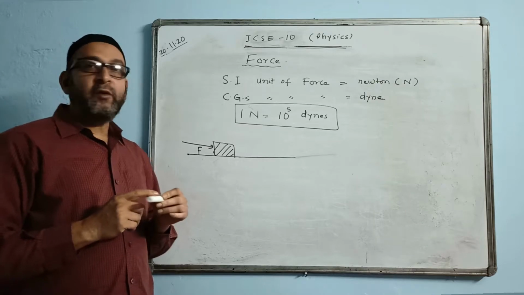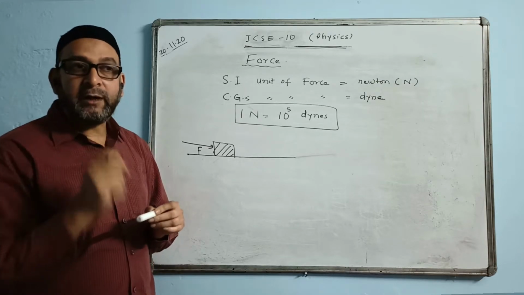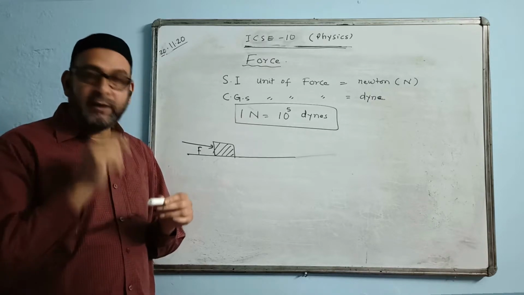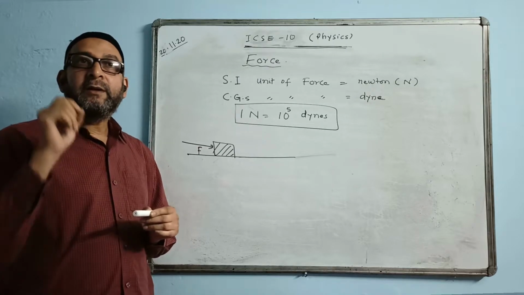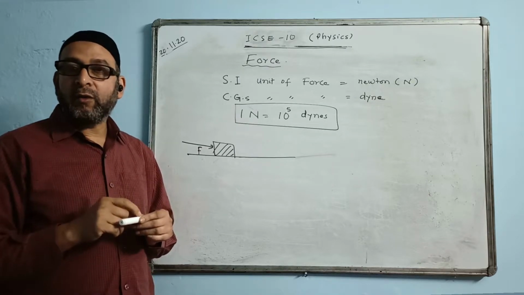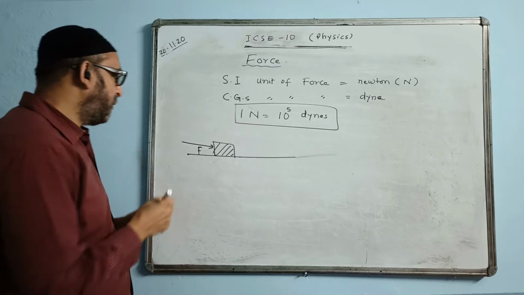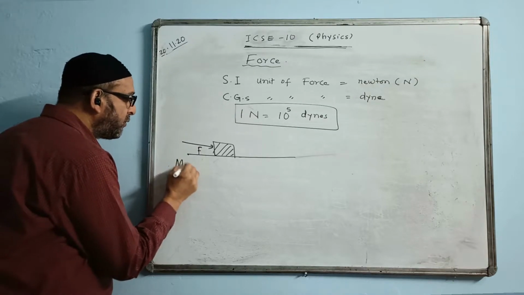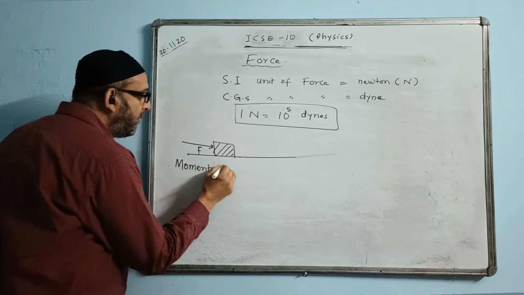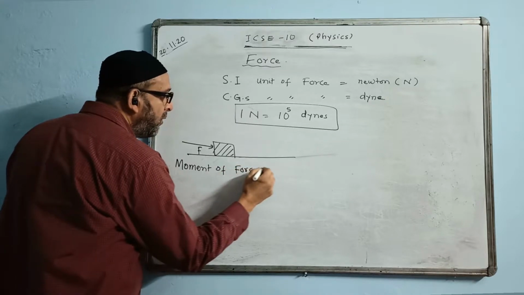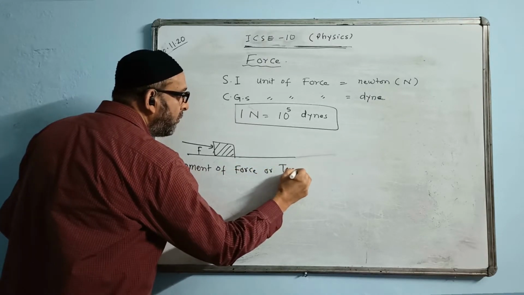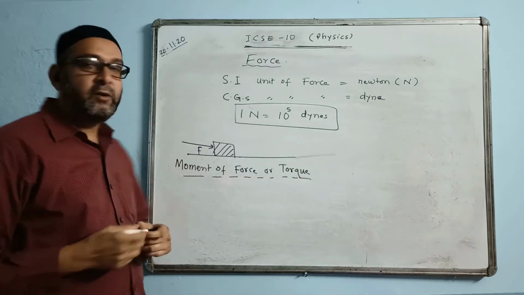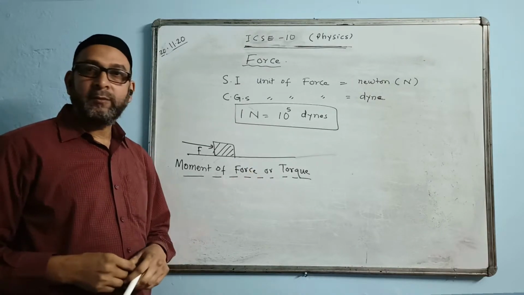So the effect of force on a body which is pivoted or hinged is that the force can produce a turning effect in the body. The turning effect of force in a body is called moment of force. Your syllabus mainly begins with that. Moment of force. This is also called torque. Moment of force or torque, T-O-R-Q-U-E, torque.